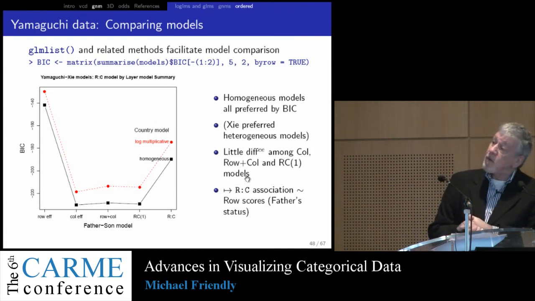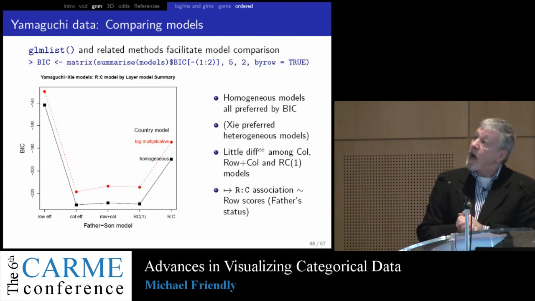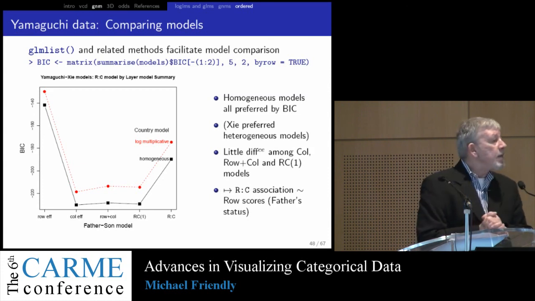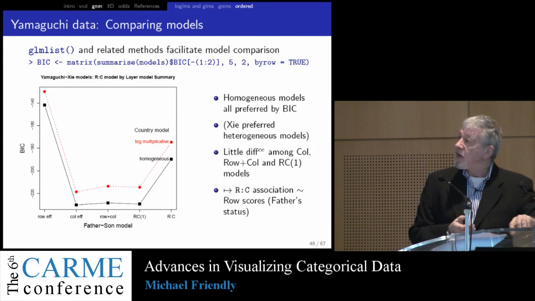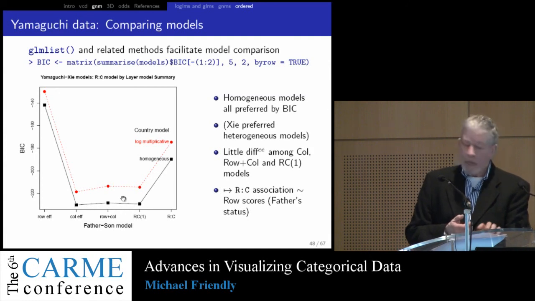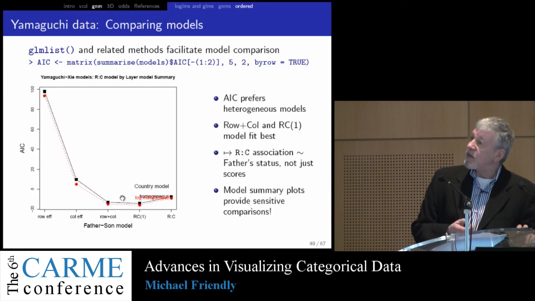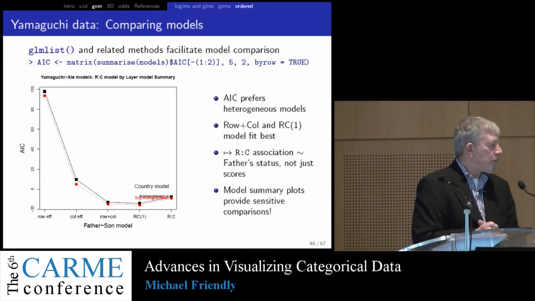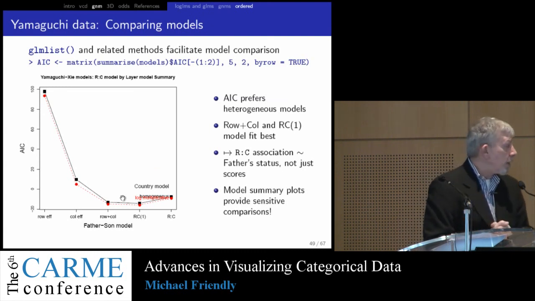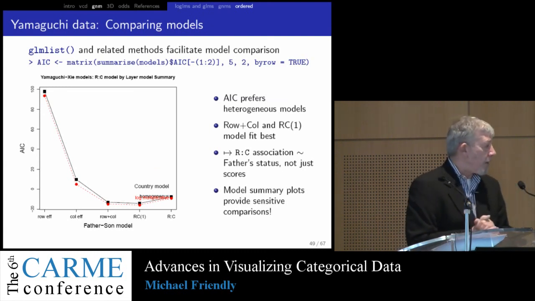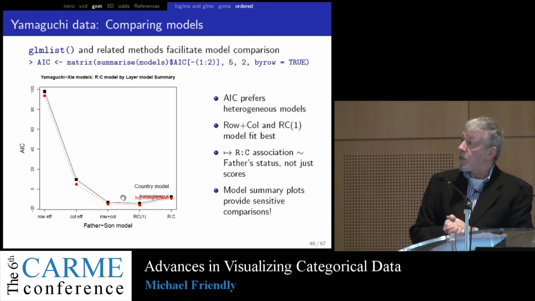And what we see here is sort of interesting. The log multiplicative models are less preferred according to BIC than the homogeneous models. There seems to be little difference among the column effects, row plus column, and the RC1 model. But if we look at AIC instead, we get a different story. In fact, here the log multiplicative models are slightly preferred by AIC.